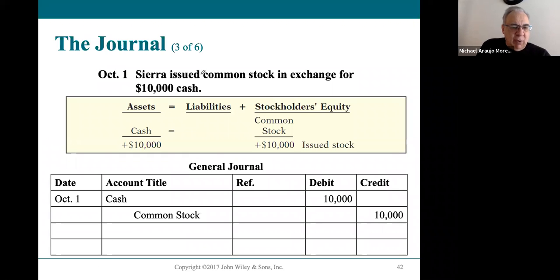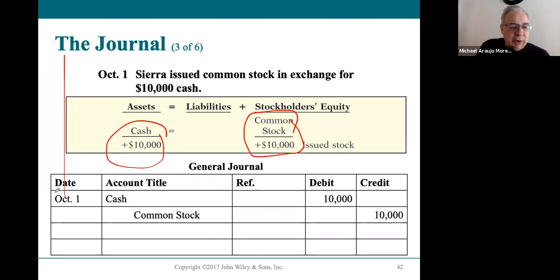So again, we issued common stock for cash. We analyzed it. We said we had more cash. We know that when we say we have more cash, cash increases on the left side of its account. And so we debit cash by 10,000. We had more common stock. Common stock increases on the right side of its account. So we would credit common stock 10,000. That's all the analysis that we had to do.